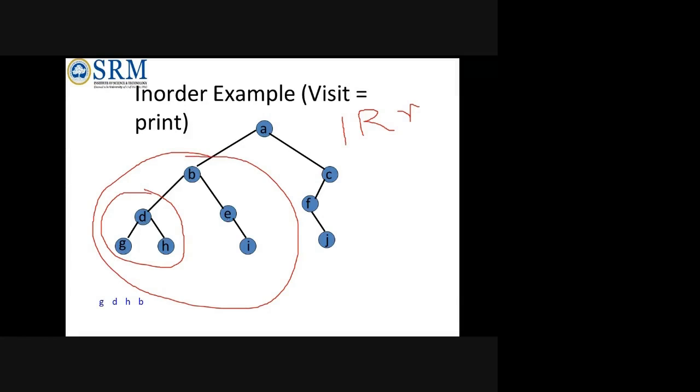Next it will come to E. When it comes to E, it will check whether it has left and right nodes. So it does not have a left node. Since it does not have a left node, your root will be printed next, E. Because this again becomes your root. So what happens? Once again, your left node.